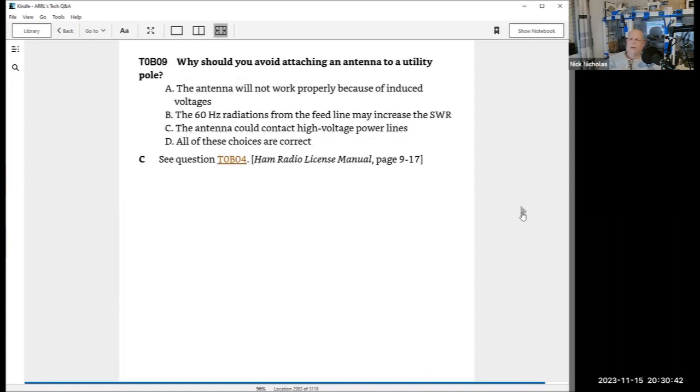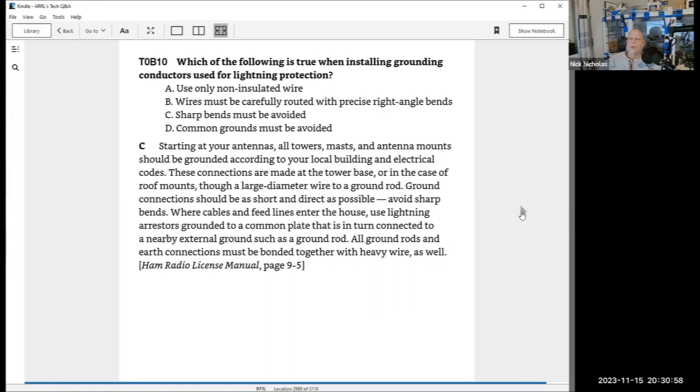Why should you avoid attaching an antenna to a utility pole? The answer here is C. An antenna could come in contact with the power lines. I don't think the hams haven't done it. They have. The power company will not be friendly with you for it. Which of the following is true when installing grounding conductors used in lightning protection? You've got to avoid sharp bends. That's a must do. Lightning will not bend around sharp bends, and so you won't be protected at all.